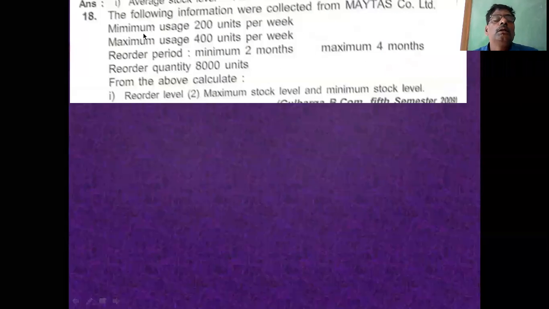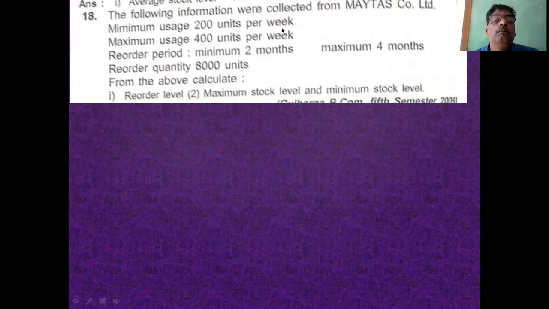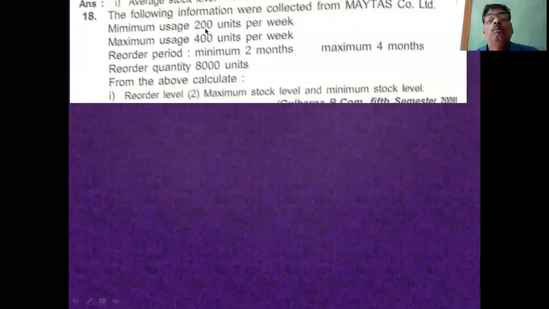Otherwise, you convert the consumption into months. Per week consumption is 200. What is the consumption for the month? One week you require 200 units. What is the minimum requirement for a month?